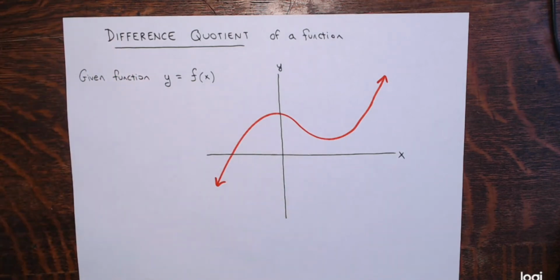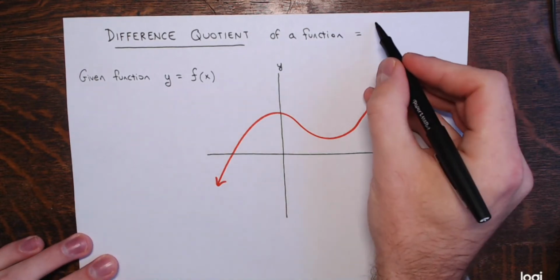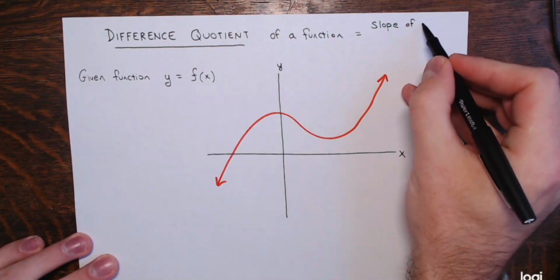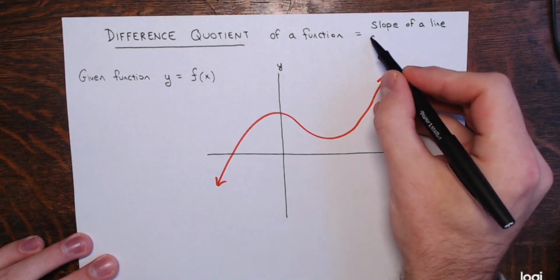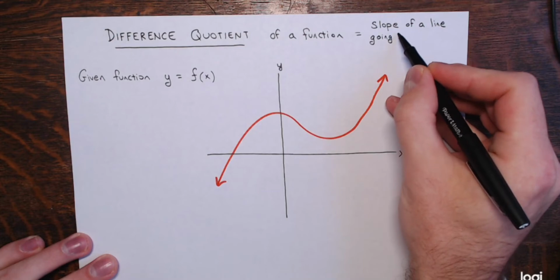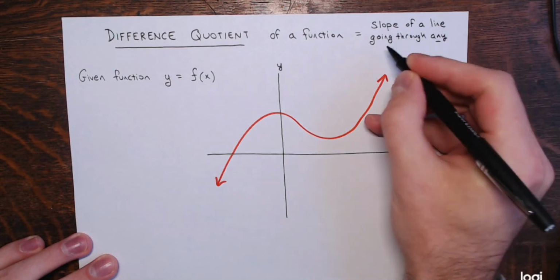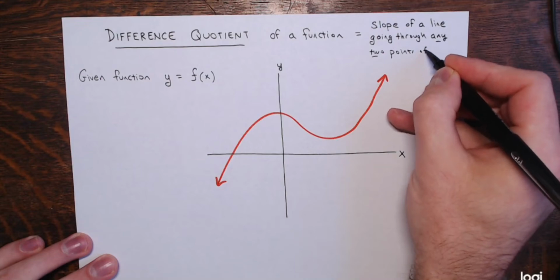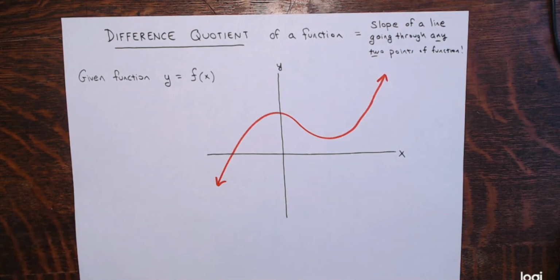Now, the difference quotient of a function just gives me the slope. This is a description of the slope of a line that goes through any 2 points on that function. And really it is any 2 points on the function. That's all the difference quotient is. So how do you find the slope of a line?